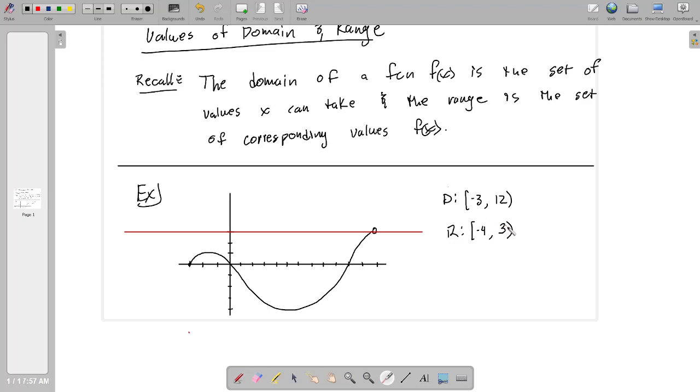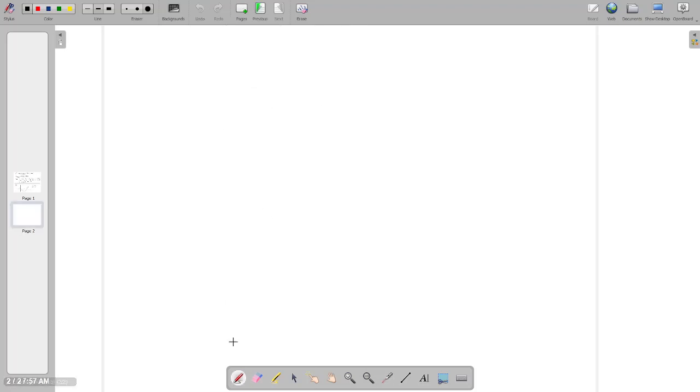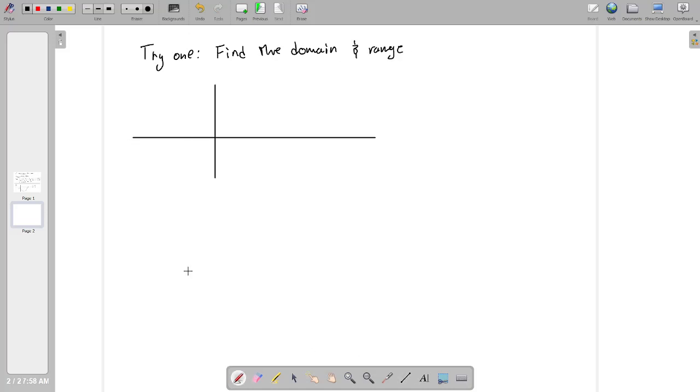Okay, I hope that helps. I want you to try one. Find the domain and range of this function. I will note that this arrow means that it goes up forever, but never crosses this dotted line. It gets closer and closer to the dotted line, but never actually crosses it. Similarly here, we'll get closer and closer to the value y equals 0, but never actually reach the x-axis.